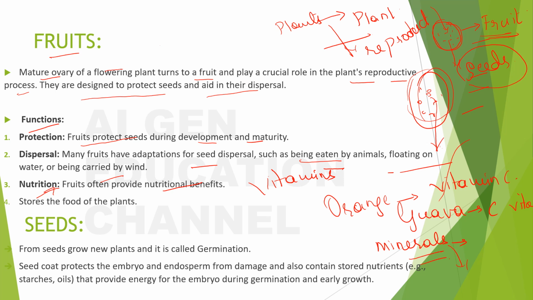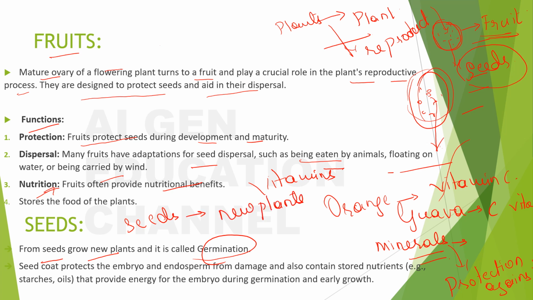They give us protection against the diseases. Okay, so you all have to eat fruits, at least one serving per day. Okay, now seeds. From seeds grows what? New plants, and this process is called germination. Seeds growing into new plants is called germination.